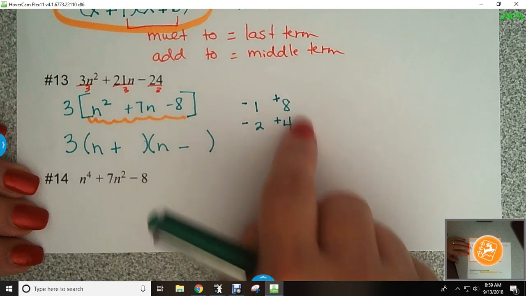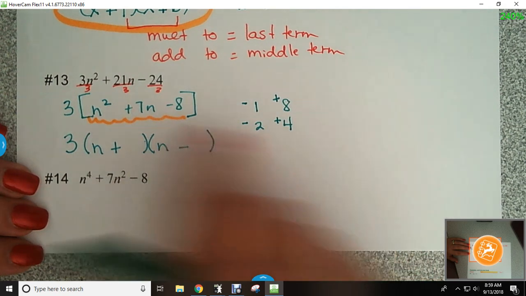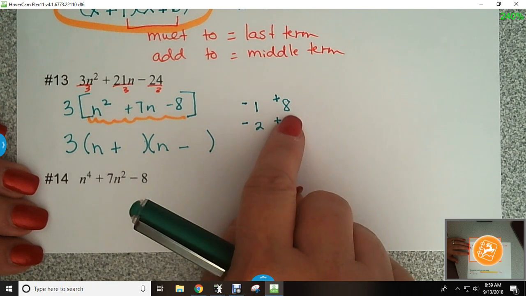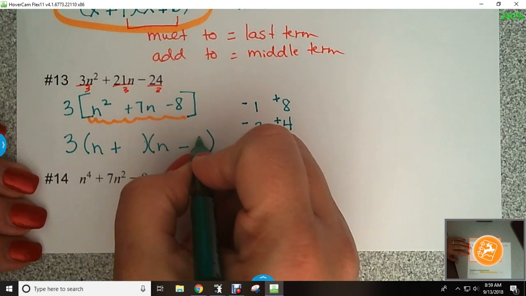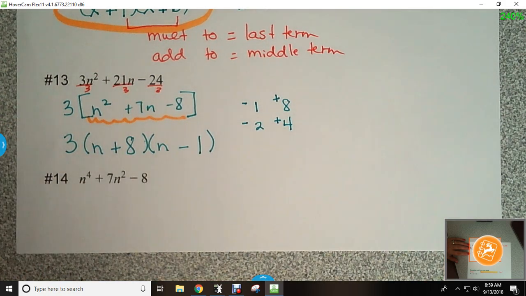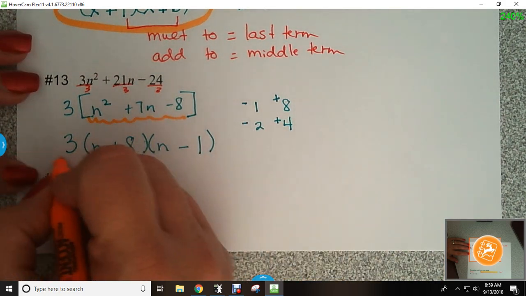Okay? Your big factor always matches the sign of the middle term. So now, which of these pairs will add to be a positive 7? Well, that is a negative 1 and a positive 8. So I put my 1 where the minus is, the 8 where the positive is. And this is your factored answer.